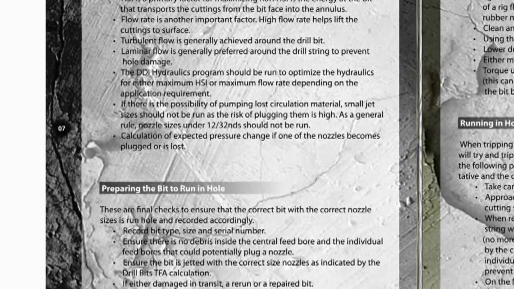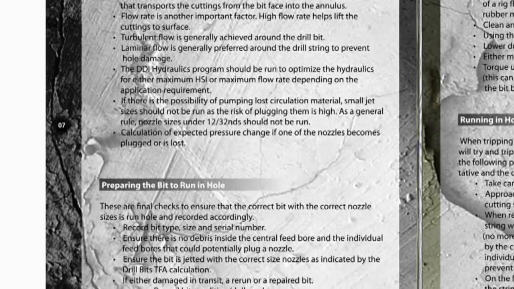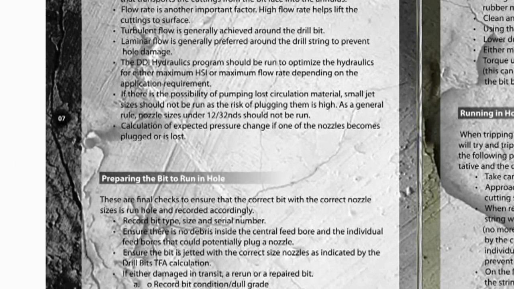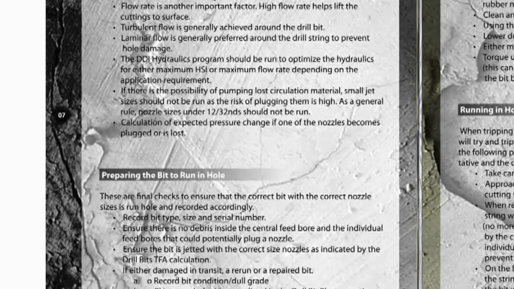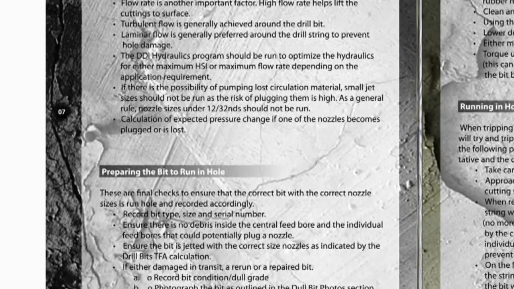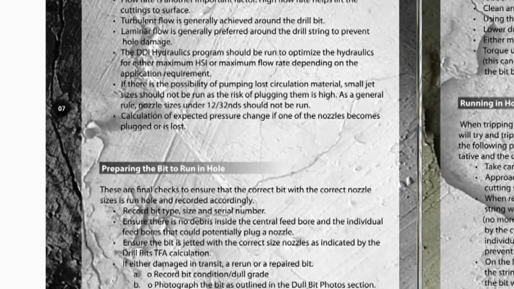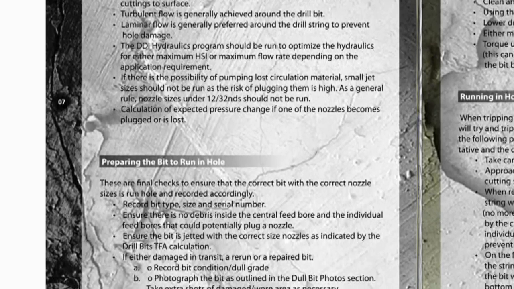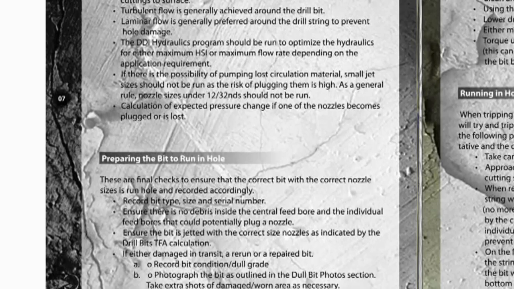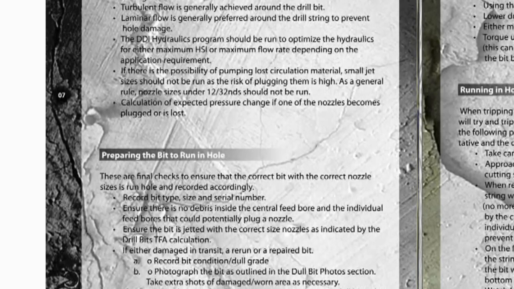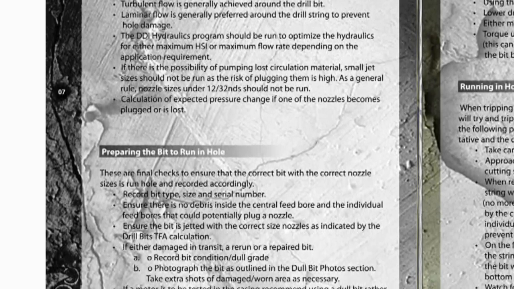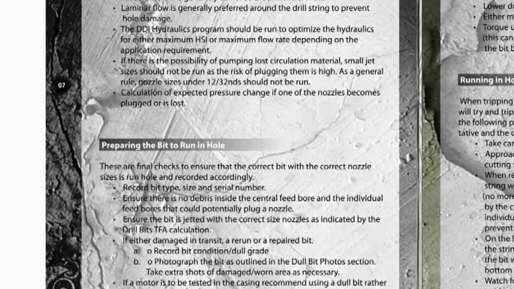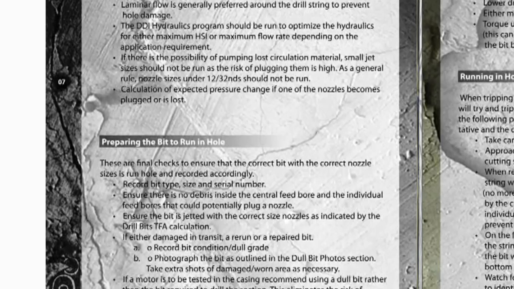Preparing the bit to run in hole. These are final checks to ensure that the correct bit with the correct nozzle sizes is run in hole and is recorded accordingly. Record bit type, size, and serial number. Ensure there is no debris inside the central feed bore and the individual feed bores that could potentially plug a nozzle. Ensure the bit is jetted with the correct size nozzles as indicated by the drill bit's TFA calculation.